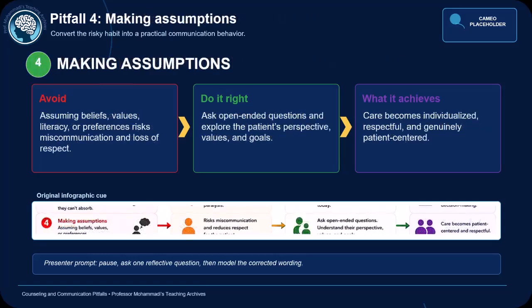Another common pitfall is making assumptions. We may unintentionally assume what patients believe, what they understand, what they value, or what they are able to do. These assumptions can lead to miscommunication and may reduce respect for the patient's individual situation. A better approach is to ask open-ended questions and explore the patient's perspective. We might ask, "What worries you most about this diagnosis?" Or "What would be most difficult for your family in following this plan?" These questions help us understand values, culture, health literacy, family resources, and personal goals. When we avoid assumptions, care becomes more individualized, respectful, and truly patient-centered.